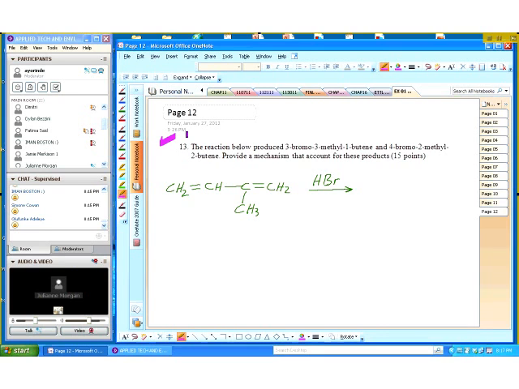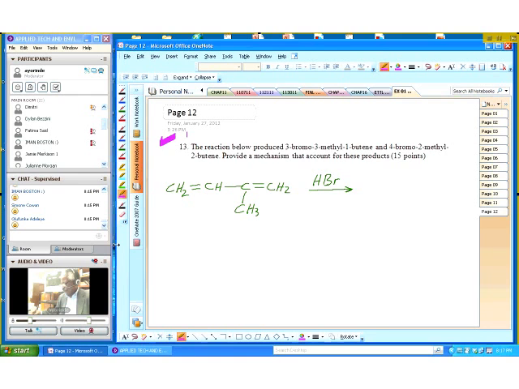The reaction below produced 3-bromo-3-methyl-1-butene and 4-bromo-2-methyl-2-butene. Provide a mechanism that accounts for these products. Okay, folks, we are going to get mechanism problems like this, both involving conjugated systems and involving the electrophilic aromatic substitution reaction. So, how do we do this?